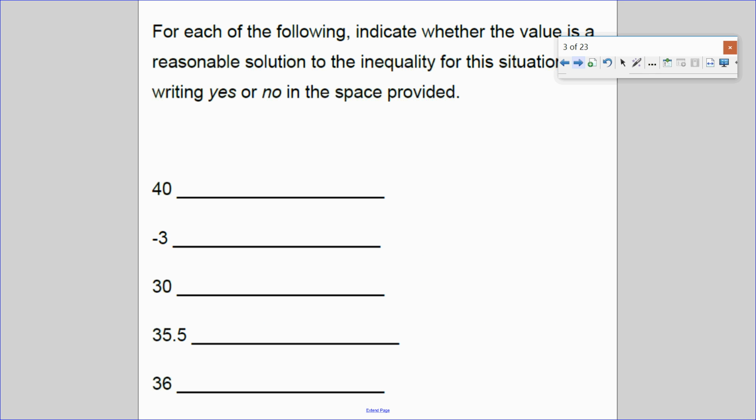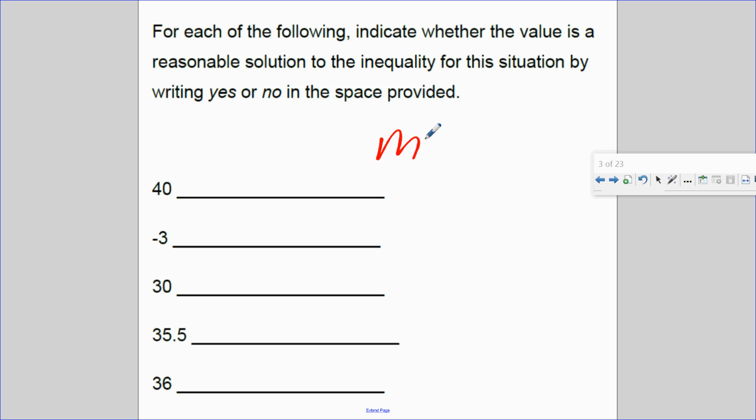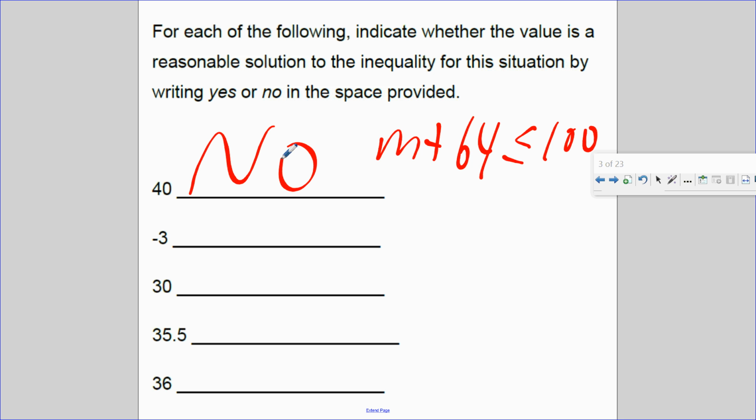For each of the following, indicate whether the value is a reasonable solution to the inequality for the situation by writing yes or no. So again, our inequality is m plus 64 is less than or equal to 100. So if I add 40 to 64, that would be 104. Can she send 40 messages? No, that's going to be over her limit. Can she send -3 text messages? Even though it does work, it doesn't make sense in reality. What about 30 text messages? Yes, that would be 94 or less.